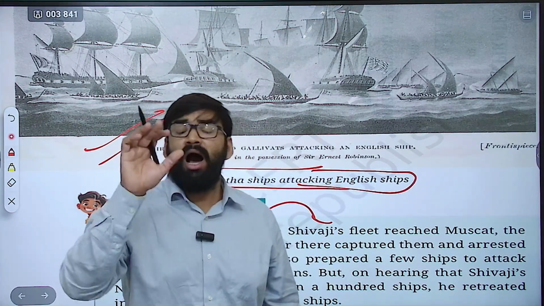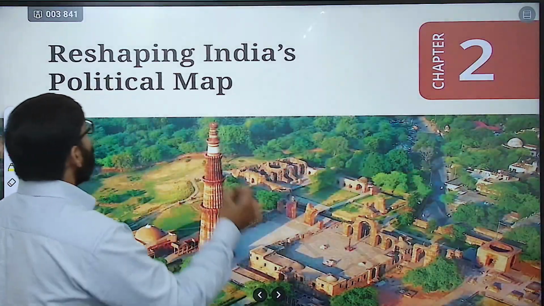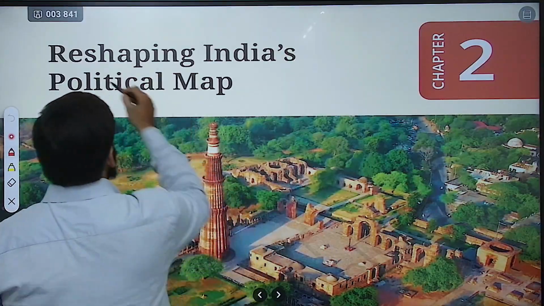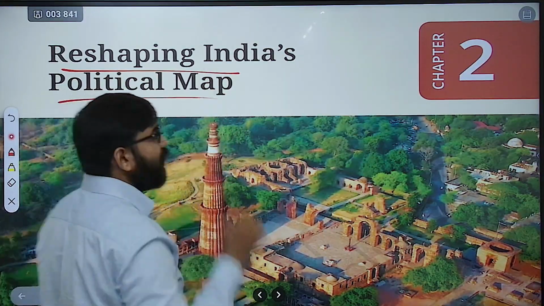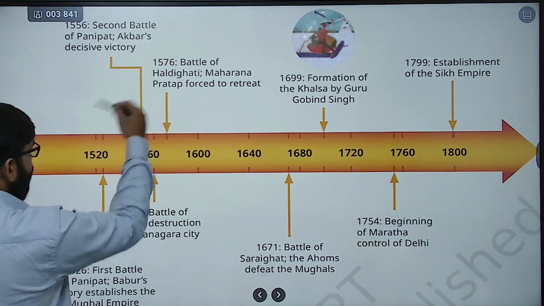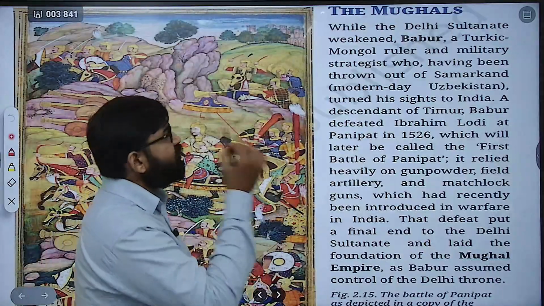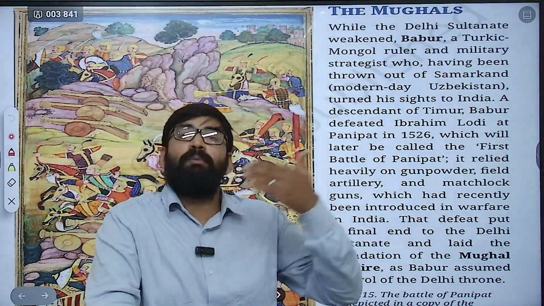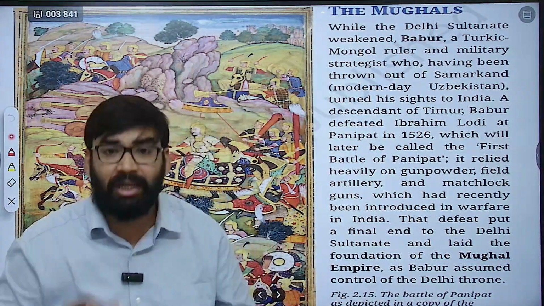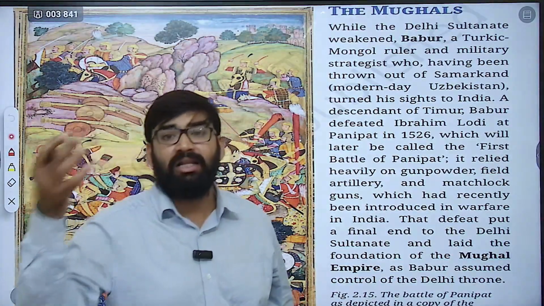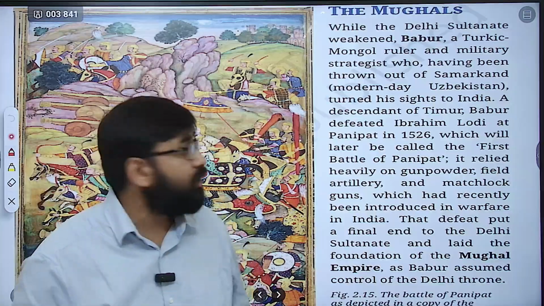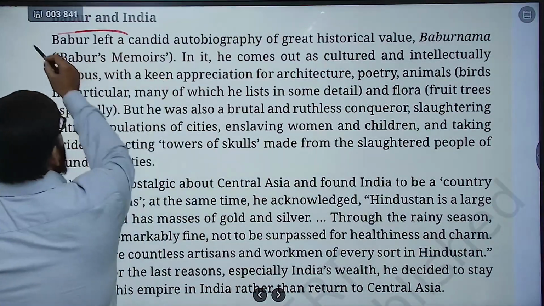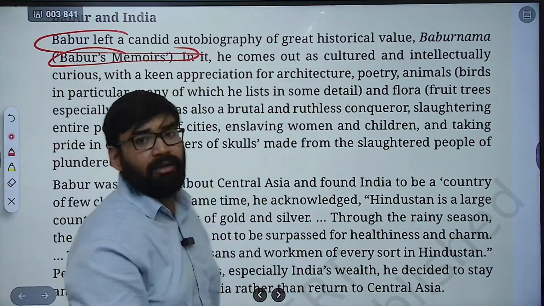Now the question here is how Mughal emperors are shown. Mughal emperors are mentioned in chapter 2 of the class 8 NCERT, titled Reshaping India's Political Map. Now try to understand. First, as you can see here, the timeline. First with respect to Babur, he is described as cultured, loving poetry, nature and architecture. Babur is also described as brutal, someone who created towers of skulls and enslaved women as well as children. These things are mentioned, and this time they also talked about the Babur Nama.